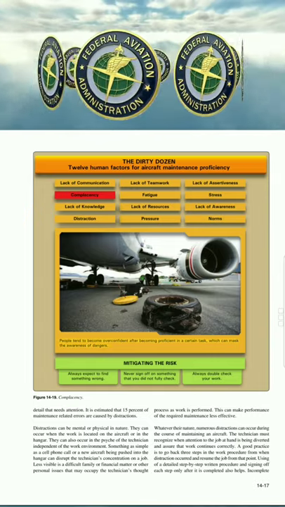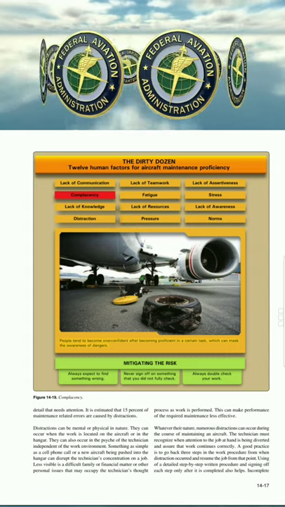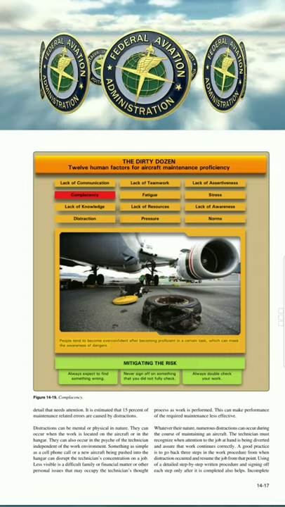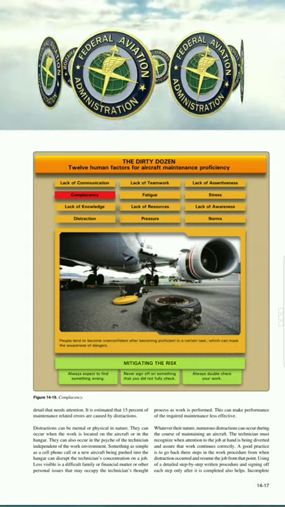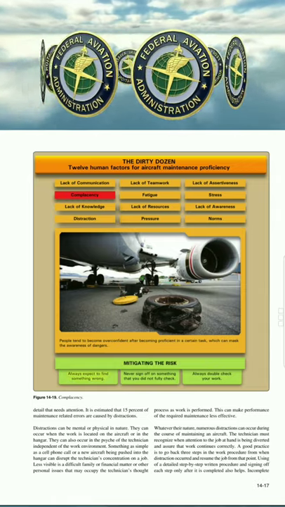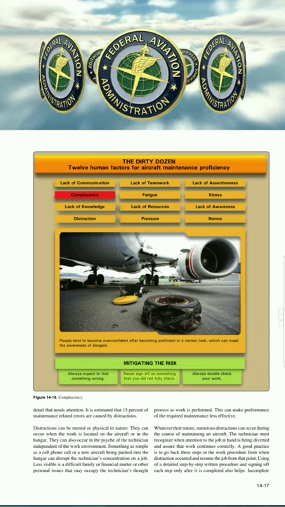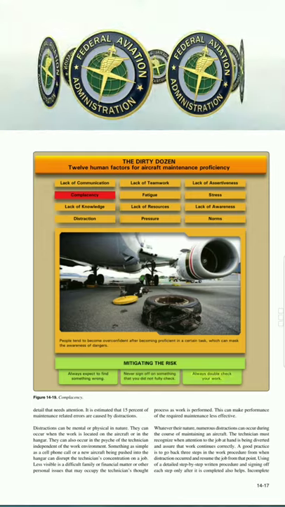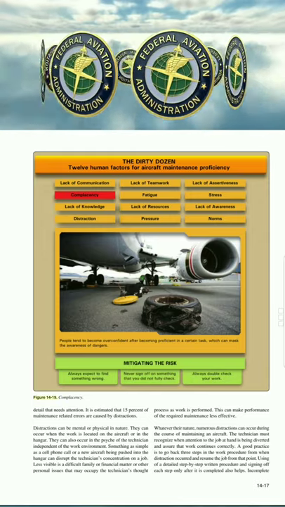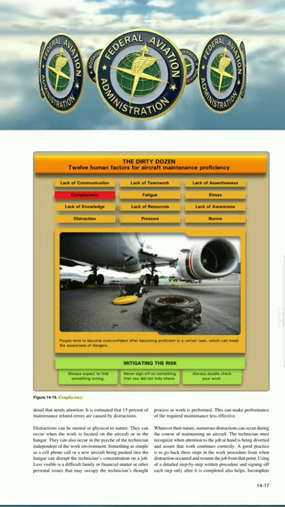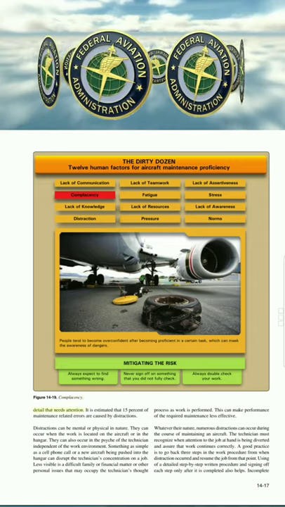People tend to become overconfident after becoming proficient in a certain task, which can mask the awareness of dangers. Mitigating the risk: Always expect to find something wrong. Never sign off on something that you did not fully check. Always double-check your work. Figure 14-19. Complacency. Detail that needs attention.